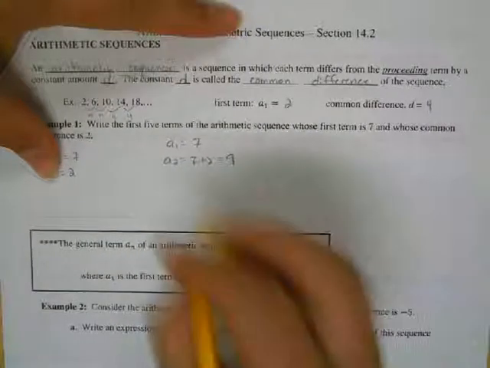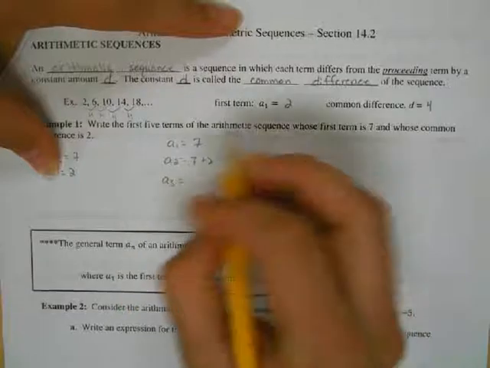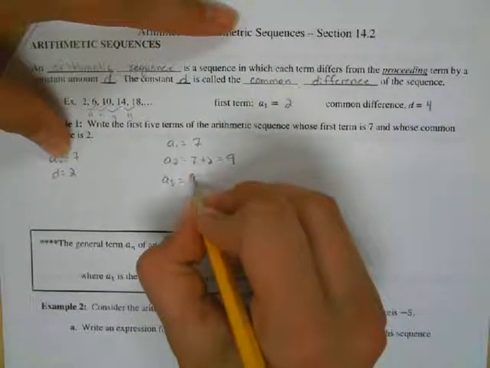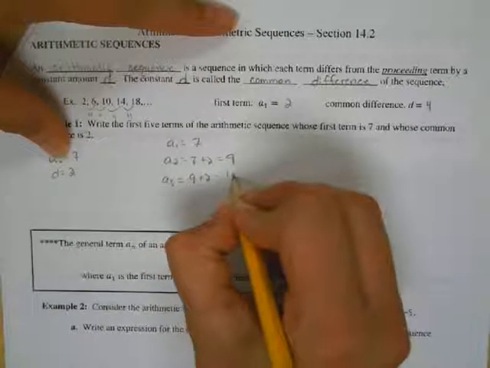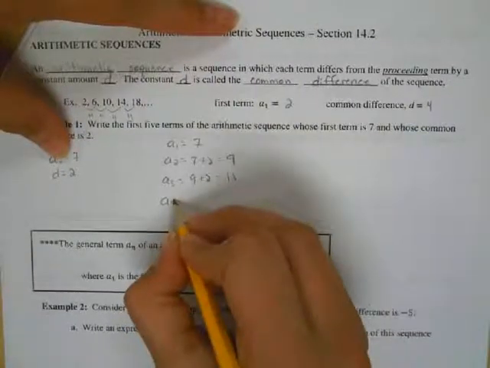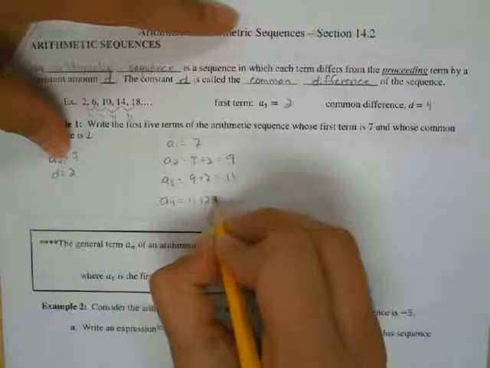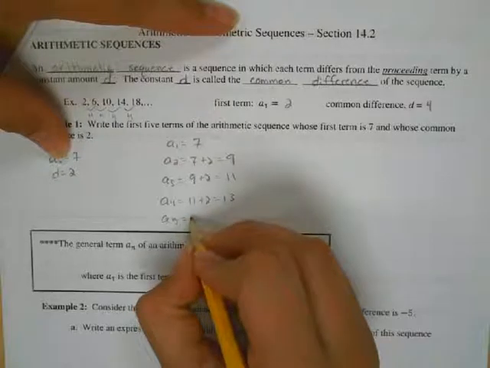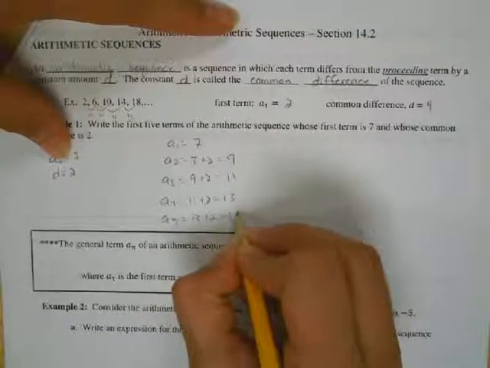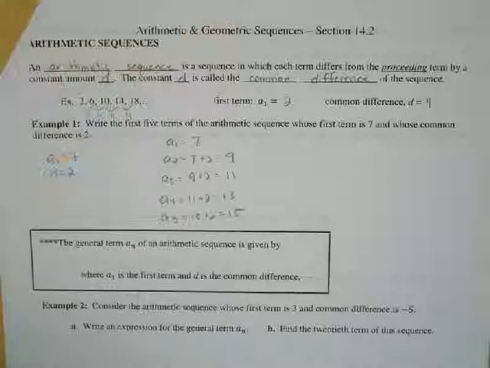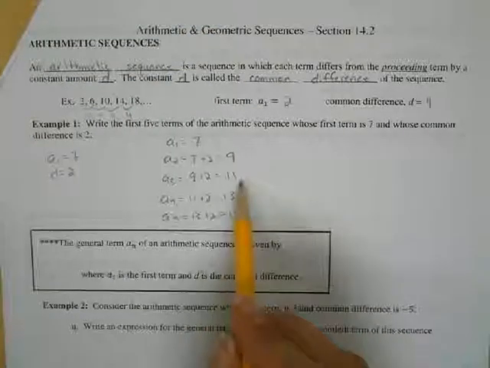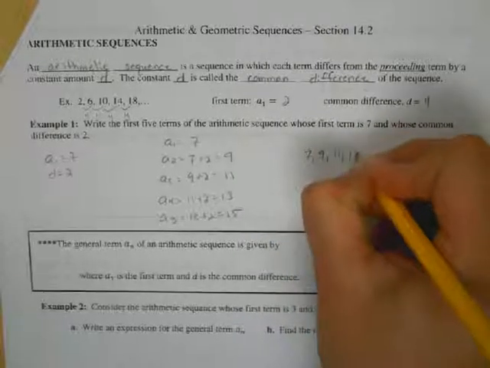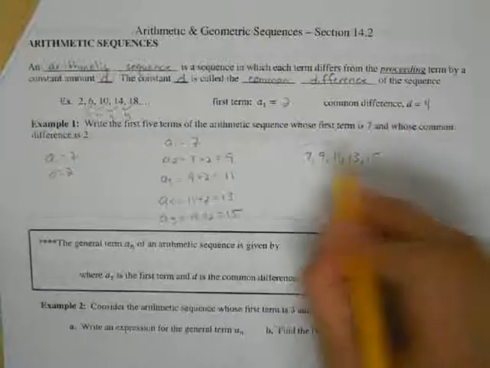To get to the third one, I don't do 7 plus 2 and get 9 again. The numbers aren't going to repeat. I start from here, so I'm going to get 9 plus 2, which is 11. Fourth term, 11 plus 2, which is now 13. And fifth term is going to be 13 plus 2, which is 15. Okay, so that would be my 5 terms, 7, 9, 11, 13, and 15. That would be my first 5 terms.